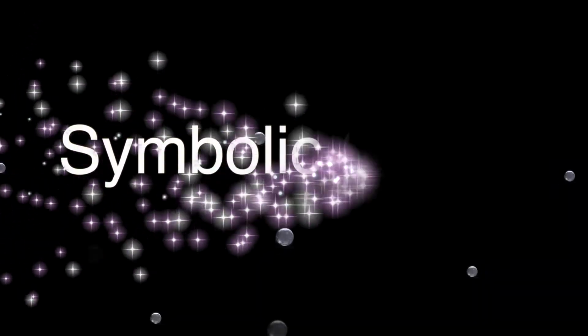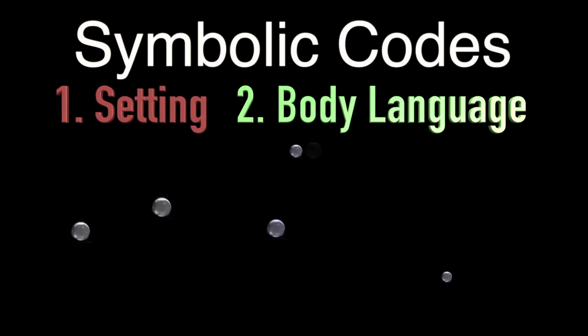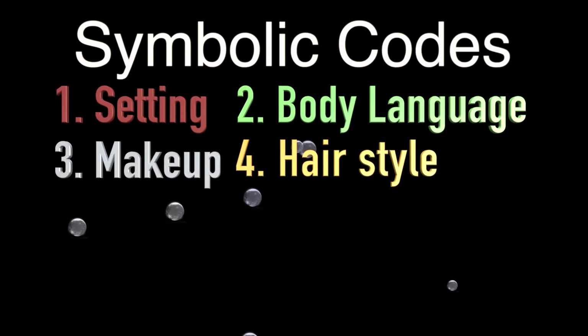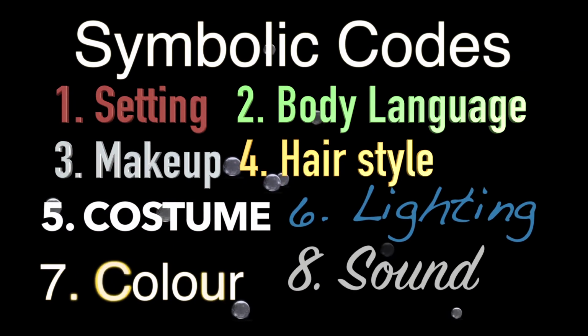Symbolic codes are social in nature, meaning that these codes live outside the media products themselves but would be understood in a similar way in the real life of the audiences. Symbolic code includes setting, body language, makeup, hairstyle, costume, lighting, color, and sound. Setting.